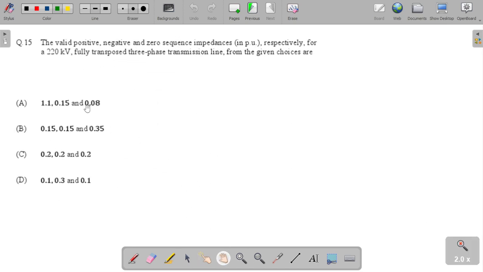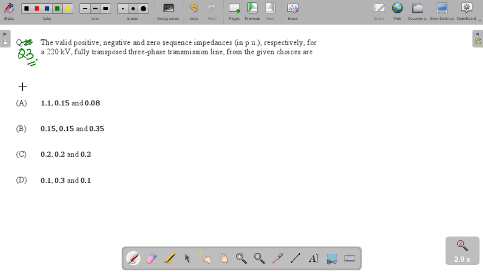So in power system in this year 2022 examination, theoretical type of questions are asked. So this is question number 3. This is again a very simple question. The valid positive, negative and zero sequence impedance in per unit respectively for a 220 kV fully transposed 3-phase transmission line from the given choice are.